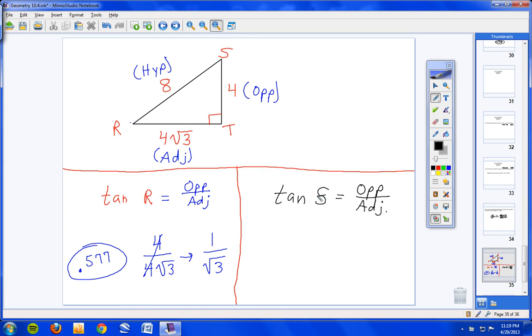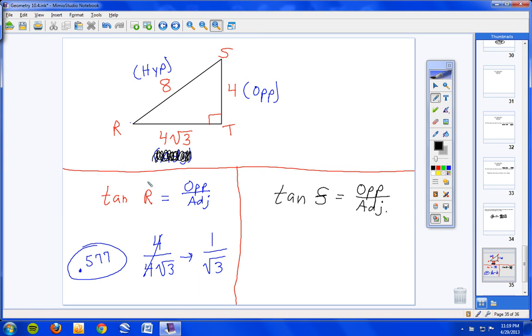Now what angle are we using? It's not R. It's a different problem. S. Tangent of S. So I'm going to put my pen on S right here and then go straight across. Ooh, now this side has changed names. Now we're not going to call it adjacent. Do you see what I'm saying?